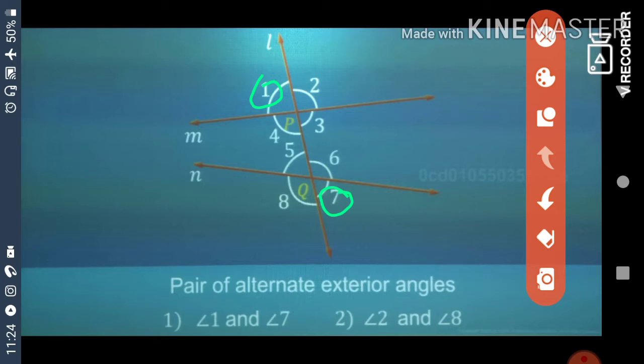Angle 1 is on the left side of the transversal and angle 7 is on the right side of the transversal. Just check here, properly observe it. Okay, now why are they called exterior? Because they are already outside the lines. See, that's why they are called exterior angles.